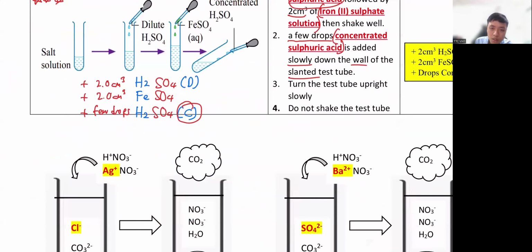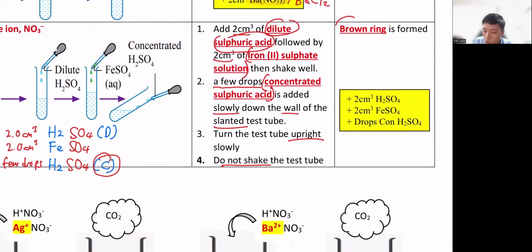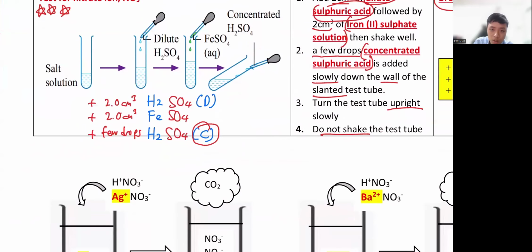What do I mean by a slanted test tube? Slanted means you try to make it not upright, at about a 45 degree angle. Then you put in a few drops of concentrated sulfuric acid. After that, you turn the test tube upright slowly and you don't disturb the test tube. What product forms? You get a brown ring for nitrate ion. Remember, brown ring.